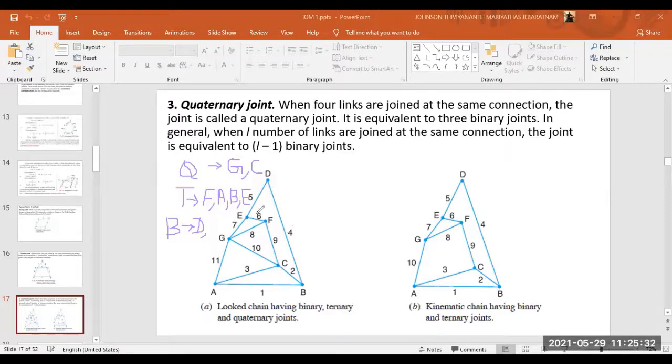So if you see this diagram, this is a locked chain, right? A locked chain having binary, ternary, and quaternary joints. A locked chain, I told you, means it will not be able to move, right? It will look like a truss, as like the roof works. When the roof work is happening, this girder, in order to withstand the force, will look like this. If I consider this as the basic frame for the roof, probably we will have a structure like this.